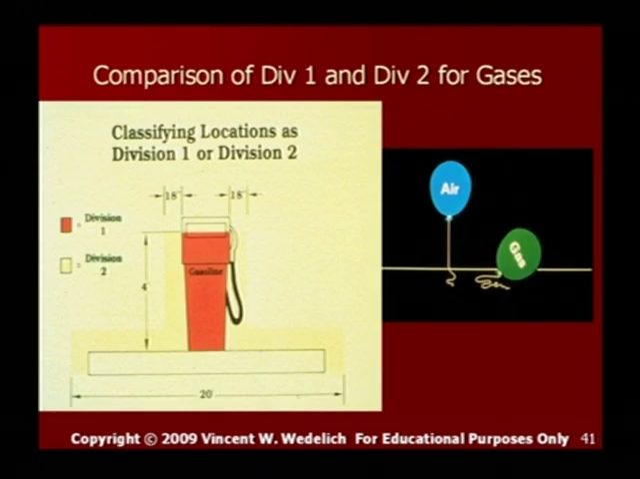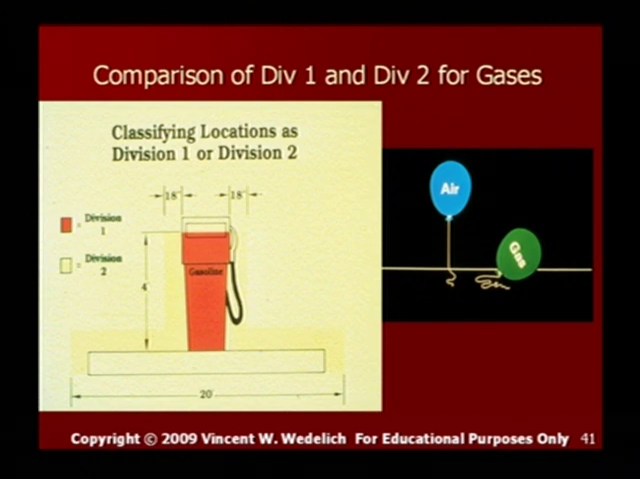Comparison of Div 1 and Div 2 areas for gases. Here they have a gasoline pump, and the area inside the pump itself is a Div 1 location, and the area around the pump is a Div 2 location. So they've got 18 inches away from the pump, and then 18 inches up from the ground, and then a 10-foot or 20-foot radius around that area.